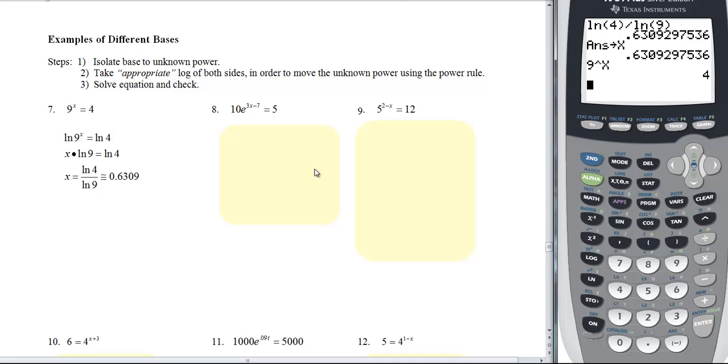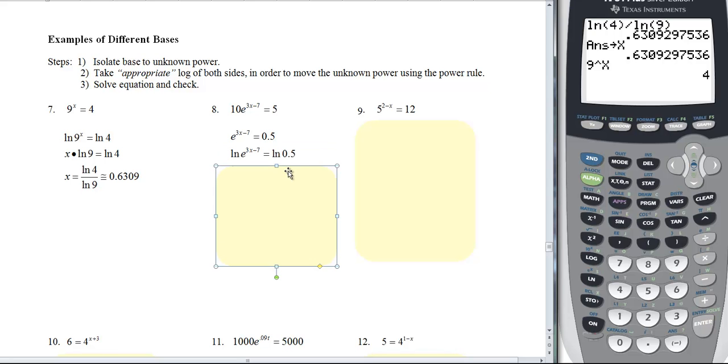Let's try this one. Now this one I've already talked about. My base raised to an unknown power is not isolated. So my first step here is I've got to divide both sides by 10. Now I'm going to take the natural log of both sides. Remember, golden rule, whatever you do to one side, you've got to do to the other. So when I bring this exponent out, something happens.